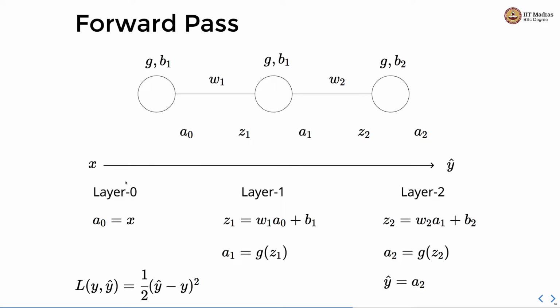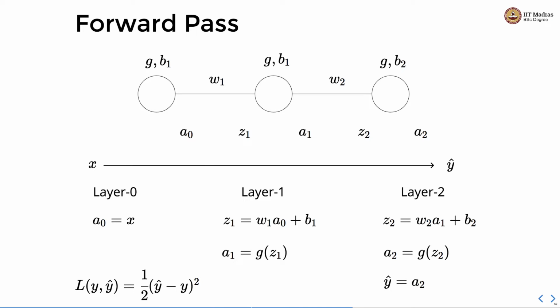So here is our network where in layer 0, A0 is equal to X, the input feature. In layer 1, we first compute the pre-activation Z1 as W1 times A0 plus B1. Then we compute the nonlinear activation of this Z1 to get A1, which is the activation from layer 1. This activation is fed into layer 2 where we first compute the pre-activation Z2 as W2 times A1 plus B2. Then we compute the nonlinear activation of Z2, and that is A2, and since it's a regression problem, this A2 is the predicted output, which is Y hat.